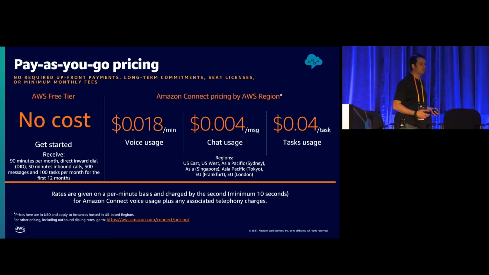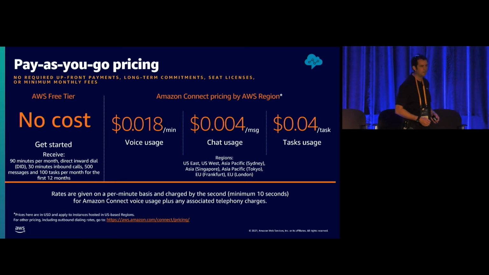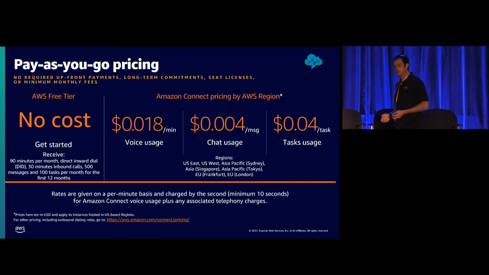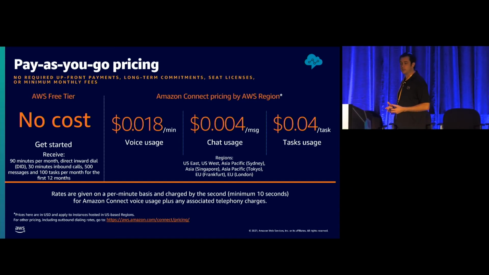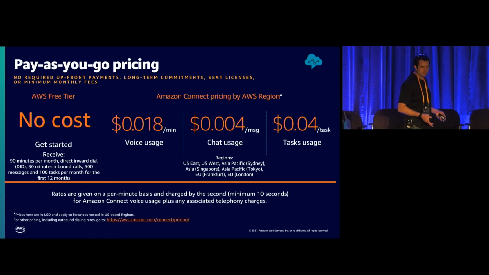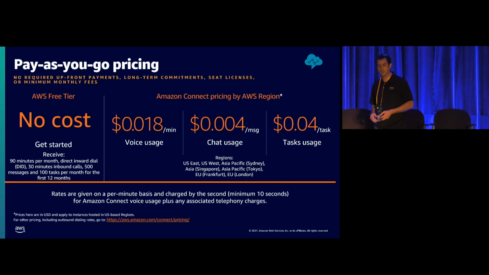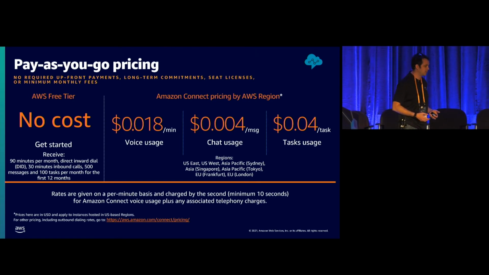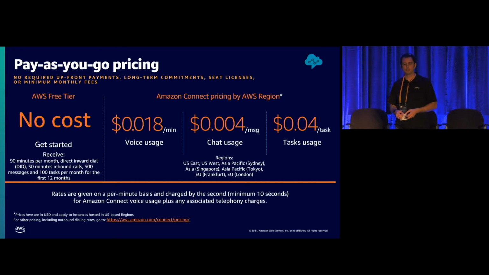But we want to make it easier for you to get started. And so Amazon Connect is included as part of the free tier. And what that means for you is that for the first 12 months, you get 90 minutes of Amazon Connect usage, 30 minutes of inbound telephony, 30 minutes of outbound telephony, 500 chat messages, and 100 tasks per month for the first 12 months. It allows you to start to begin innovating in your contact center. And then when you're ready to move it to production, you only pay for what you use.